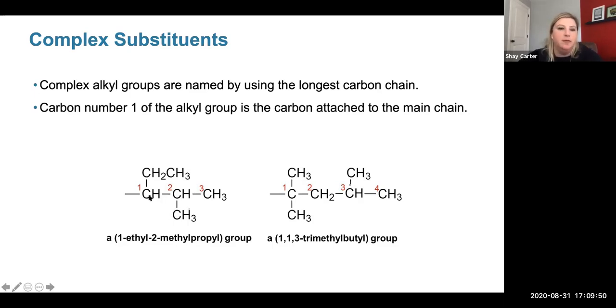We always start with carbon number 1 as the one that's attached to the main chain. You could start numbering, let's see, 1, 2, 3. That'd be more complicated. So you still want the one that has the most numbers of carbons. 1, 2, 3, 4. So this would be a trimethyl-butyl group. 1, 1, 3, because both of these methyls are attached to the same carbon number 1.